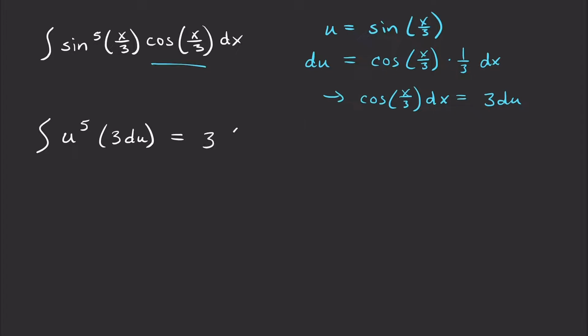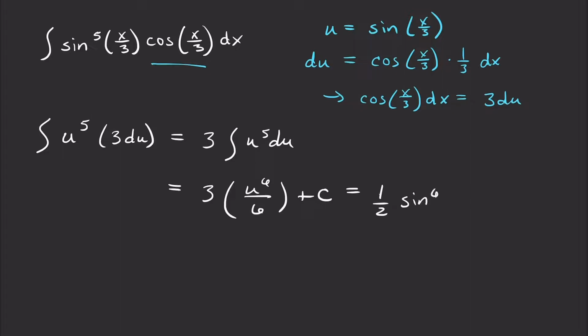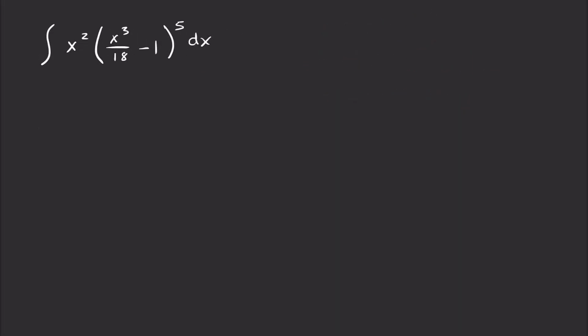And so this is 3 times the integral of u to the 5th du. And this is 3 u raised to the 6 divided by 6 plus c. And if we plug in, our 3 over 6 will go to 1/2. And we get sine to the 6th power of x over 3 plus c. Our next integral is x squared times x cubed over 18 minus 1, all raised to the 5th power.